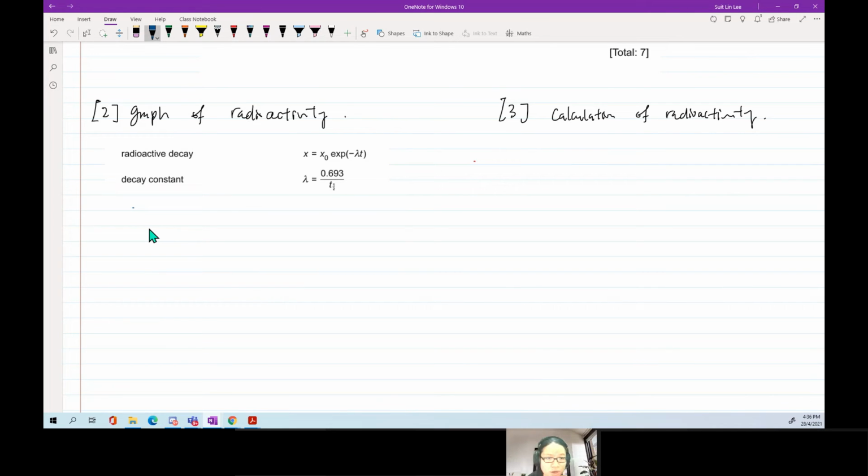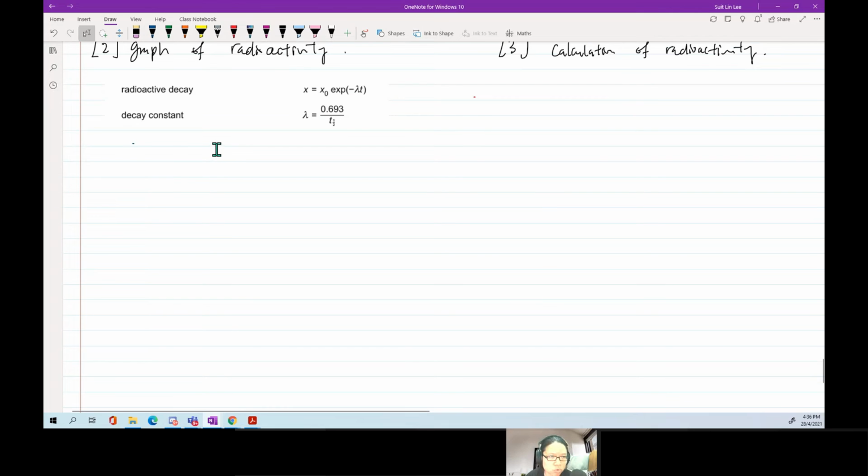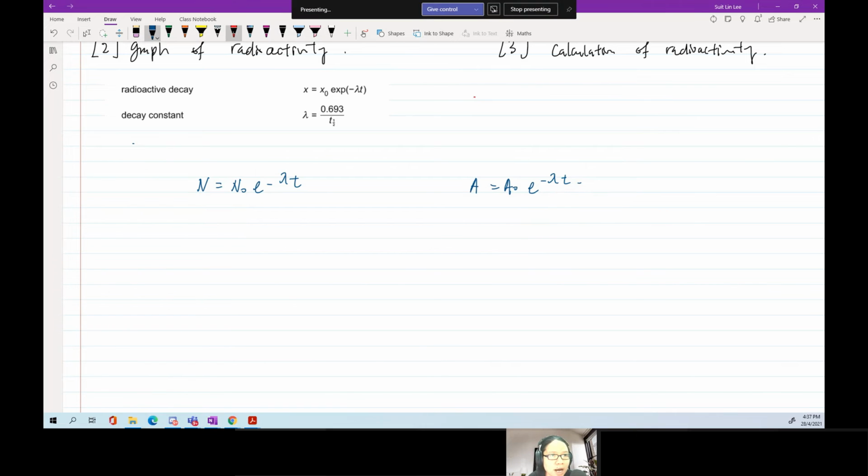So graph of radioactivity. Doing this equation, we're going to use half-life. I will normally just draw a flow chart to link up all the equations that we need to know for this part, because technically speaking, if you don't need to know the proof, then it saves time. So what we need is N is equal to N naught e to the negative lambda t, and somewhere across the world we have A is equal to A naught e to the negative lambda t. Okay, they are related by the fact that activity A is equal to dN over dt.